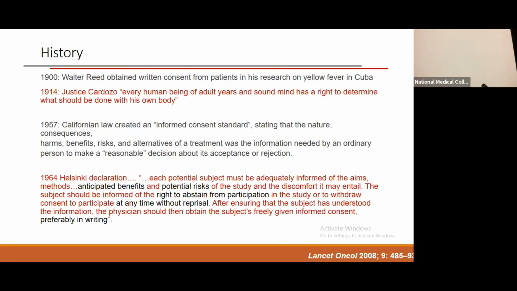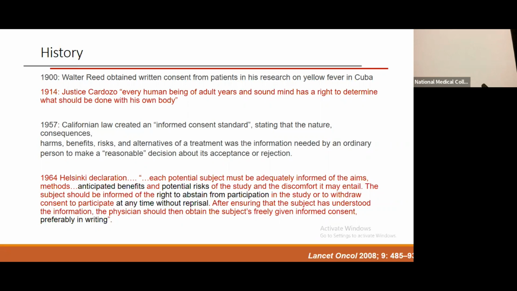The Helsinki Declaration is a long document, so I have just copied the part which is relevant for informed consent. It says that each potential subject must be adequately informed. In this, they added the aim of the study also. So we have to inform about the aim of the study, the methods, the anticipated benefits, and the potential risks. You see that every time in history, one or more items get added as we are learning over time.